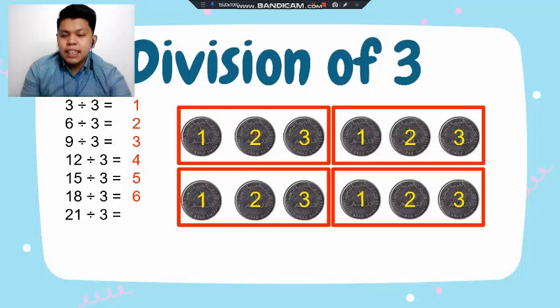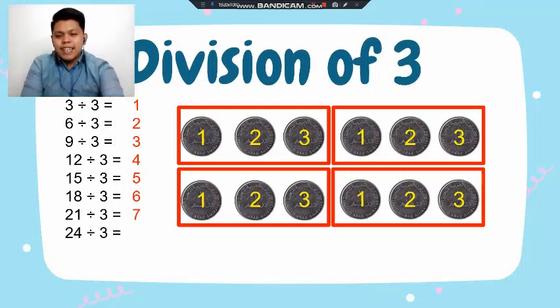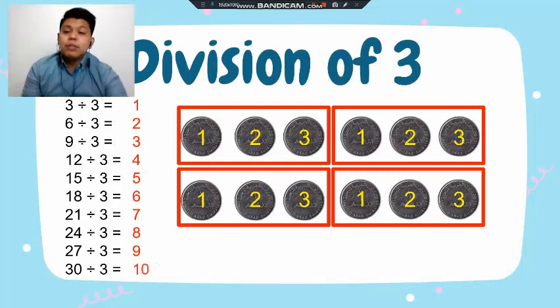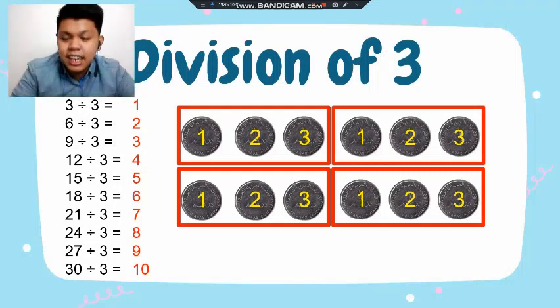21 divided by 3, that will be 7. 24 divided by 3, that will be 8. 27 divided by 3, that will be 9. And 30 divided by 3, that will be 10. Again, that's 1, 2, 3, 4, 5, 6, 7, 8, 9, 10.